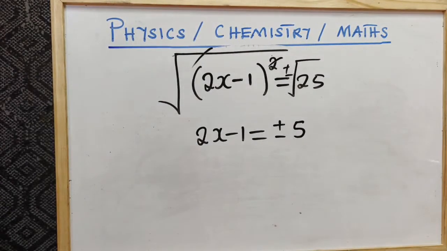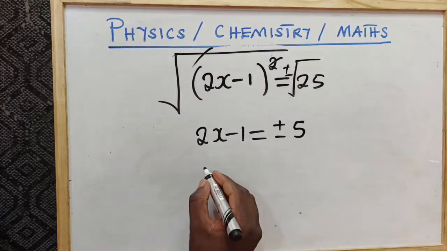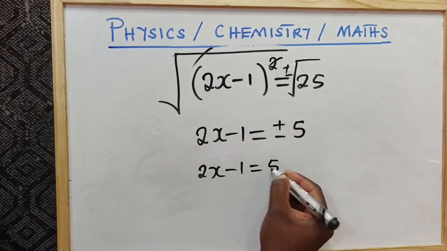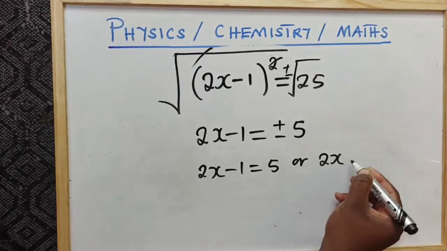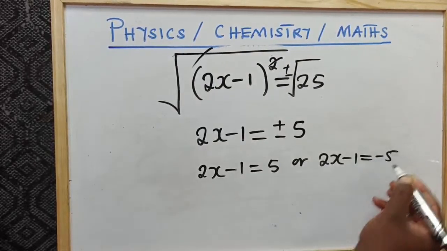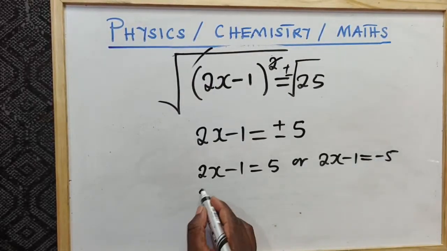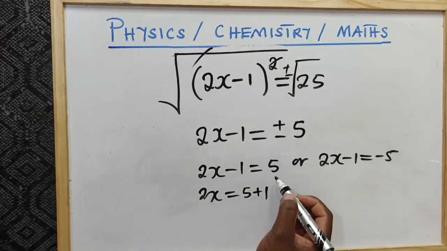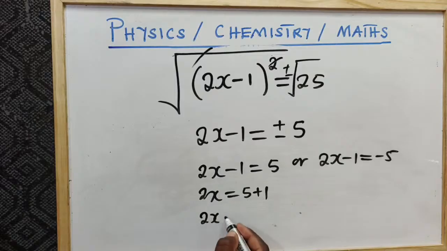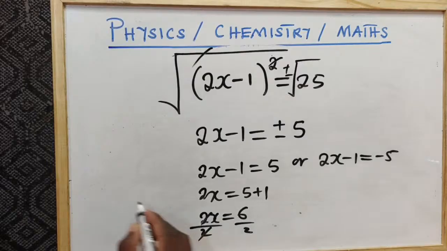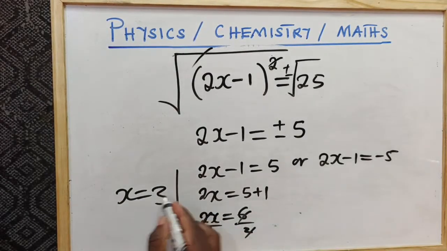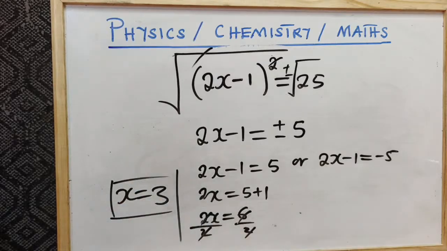Once you do that, you're going to say 2x minus 1 is equal to 5, or 2x minus 1 is equal to negative 5. Solving these two equations, it will be 2x is equal to 5 plus 1. This one will come this side, which will give us 2x is equal to 6. Divide by 2 by 2. This and this will go. The value of x will be equal to 3. That's the value of x.